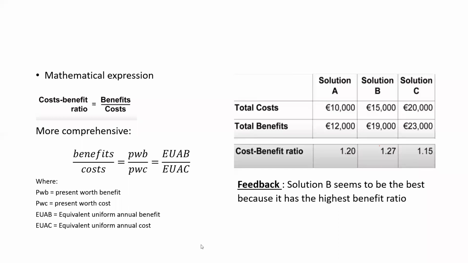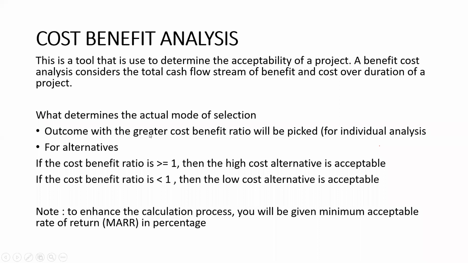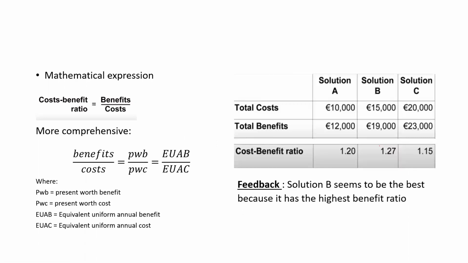Okay, so the feedback is that solution B seems to be the best because it has the highest benefit ratio. This solution is in line with the first constraint we have, that outcomes with greater cost benefit ratio will be picked for individual analysis. So the second example we'll be doing is for alternatives. The solution the engineer needs to go for is 1.27. So, another example.